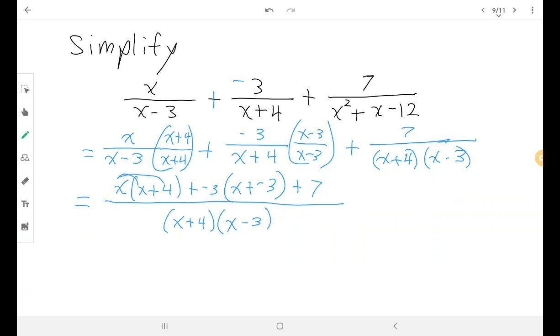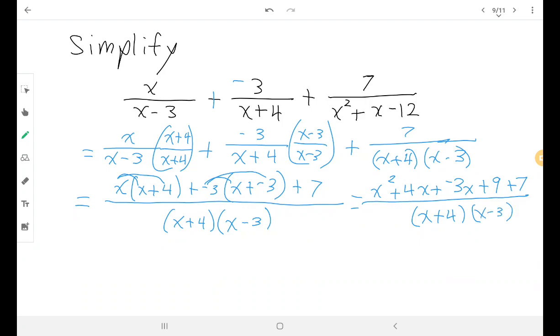Let's do some distribution with all of these and get x squared plus 4x plus negative 3x plus 9. Negative 3 times negative 3 is 9, positive 9, plus 7 over x plus 4 times x minus 3. And so let's put like terms together, and then we might look to factor. So that'll be x squared plus, put the 4x plus negative 3x together to be 1x, or just x. And then I'll put 9 plus 7 together to be 16 over x plus 4 times x minus 3.